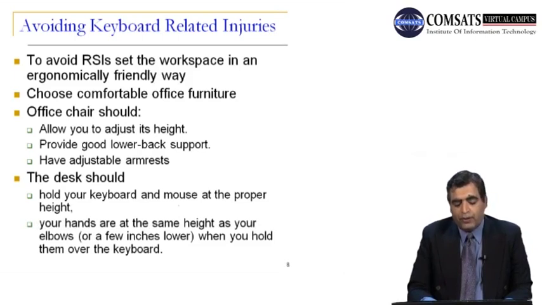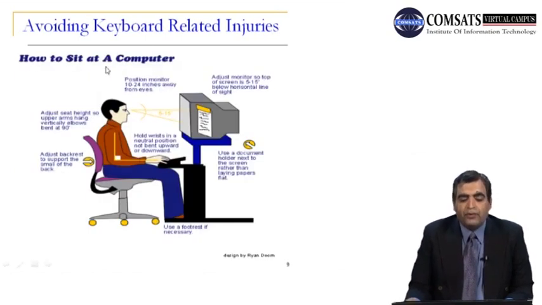Your keyboard must have a keyboard tray. You keep your hands at keyboard height and place the monitor at eye level. Let me give you an example of how to sit at a computer. Look closely at this diagram. Adjust the seat height so that the upper arms hang vertically, with elbows bent at 90 degrees. You see, this is the 90 degrees. Adjust the backrest to support the small of your back. Use a footrest if it is necessary.